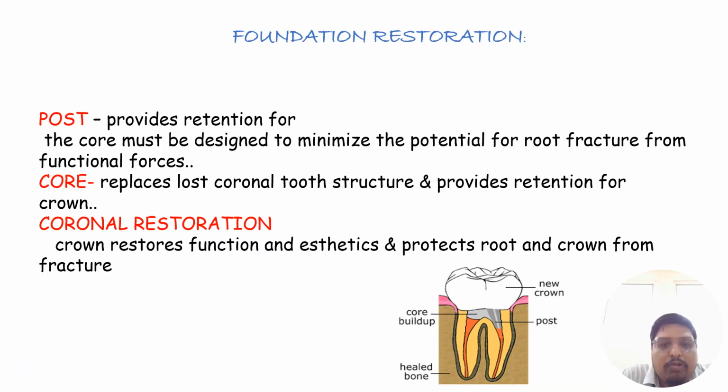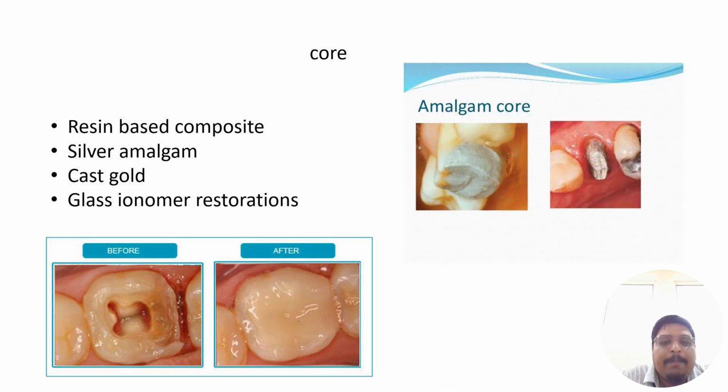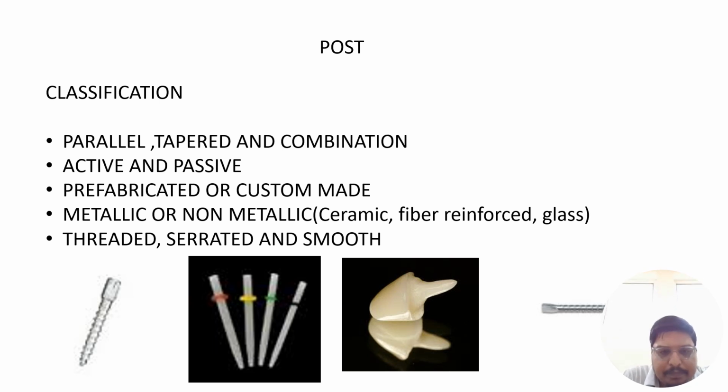Foundation restoration: the post provides retention for the core and must be designed to minimize the potential for root fracture from functional forces. Core replaces the lost coronal tooth structure and provides retention for the crown. Coronal restoration, the crown, restores function and aesthetics and protects root and crown from fractures. Core materials include resin based composite, silver amalgam, cast gold, glass ionomer restorations. Nowadays amalgam restoration is not followed anywhere.